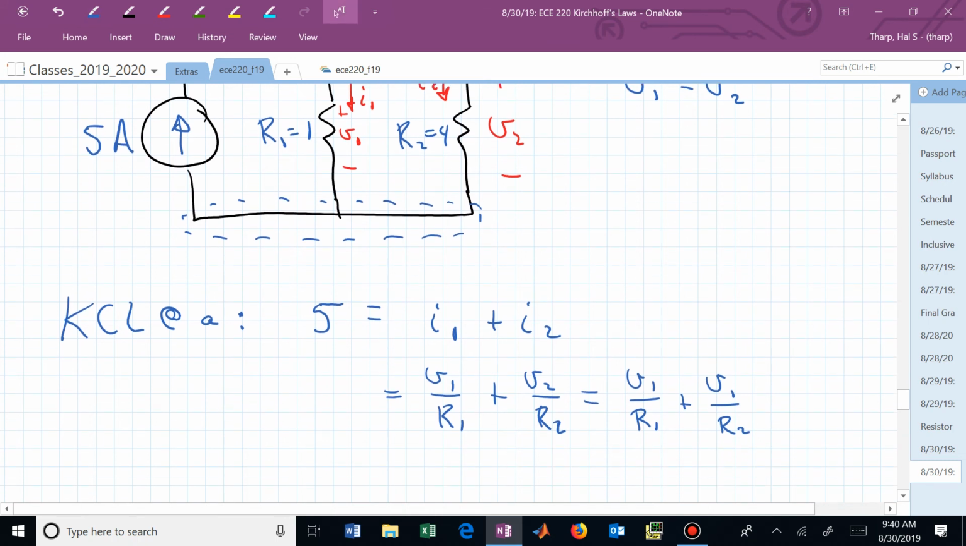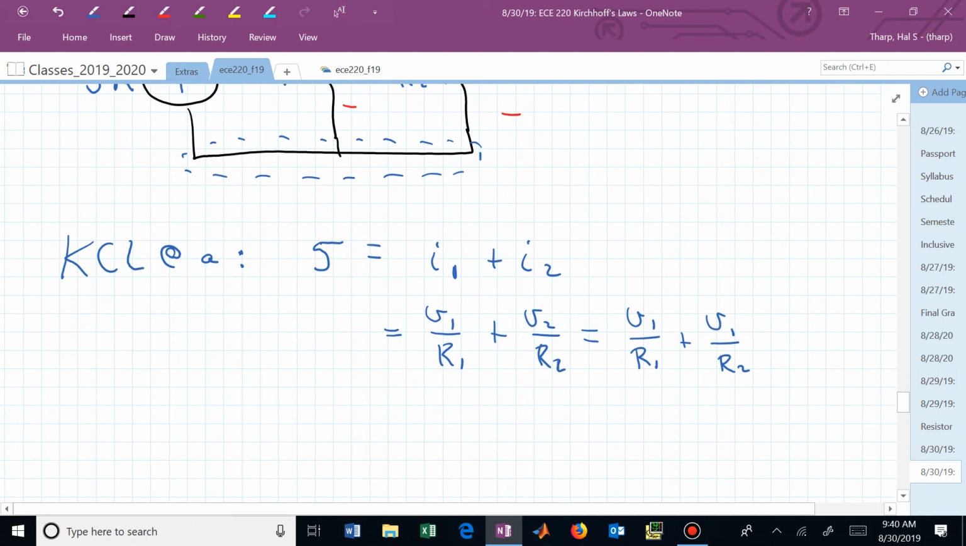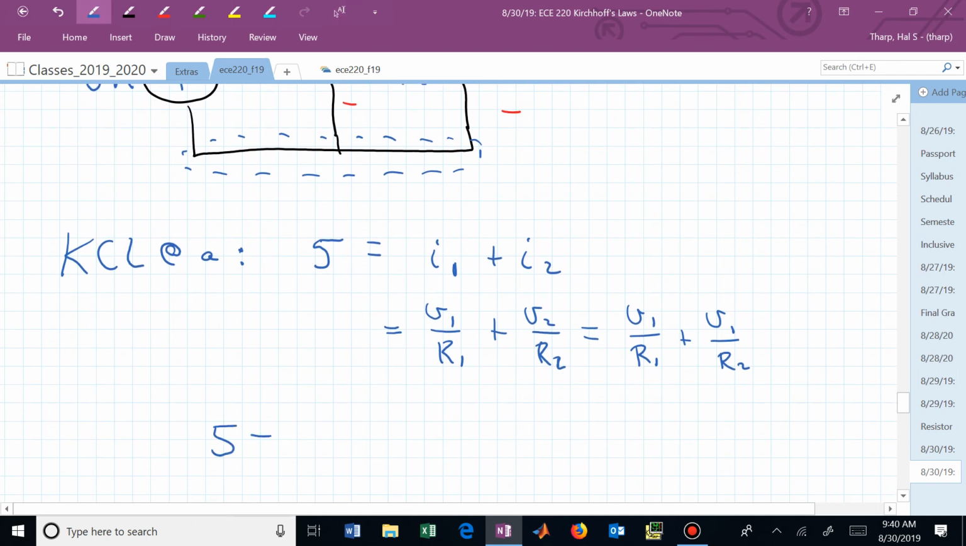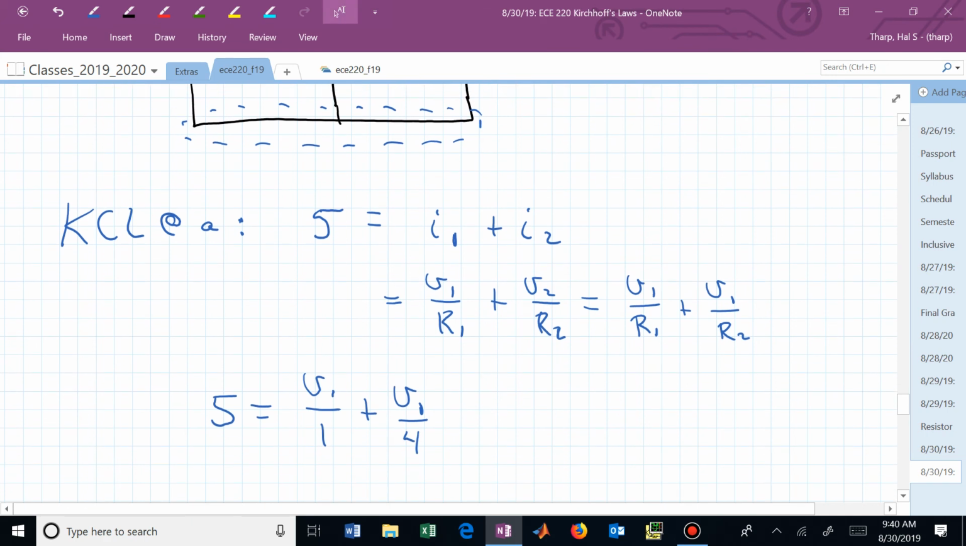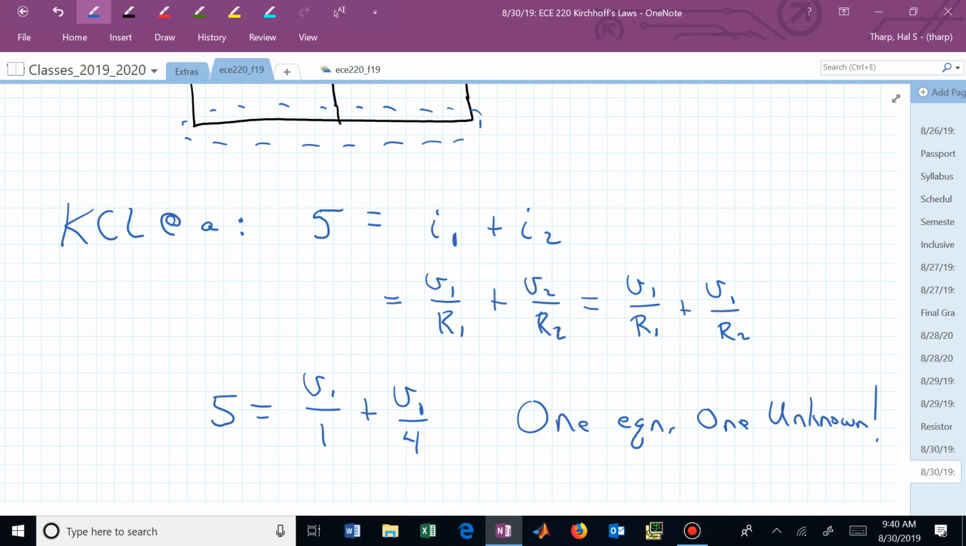We were given R1 and R2. Now we have 5 is equal to V1 over 1 plus V1 over 4. Algebra. Now we can solve for the one unknown, and once we know that one unknown, we can solve for I1 and I2.